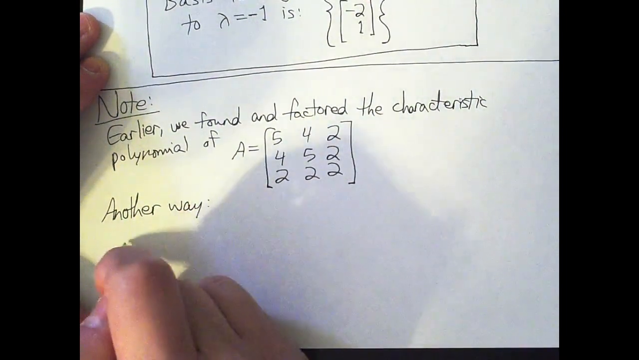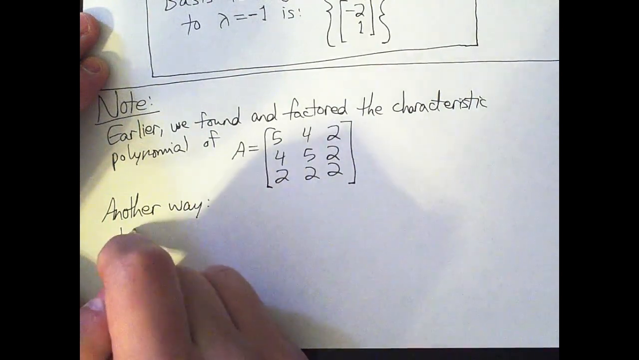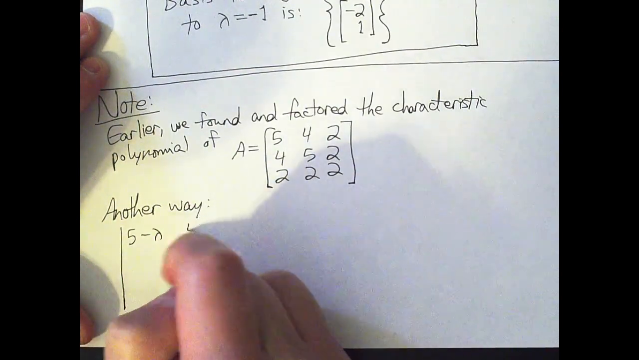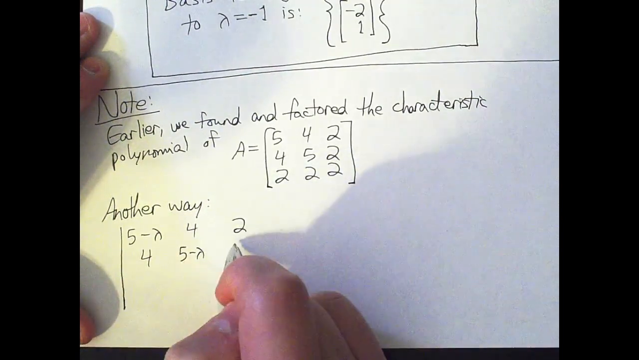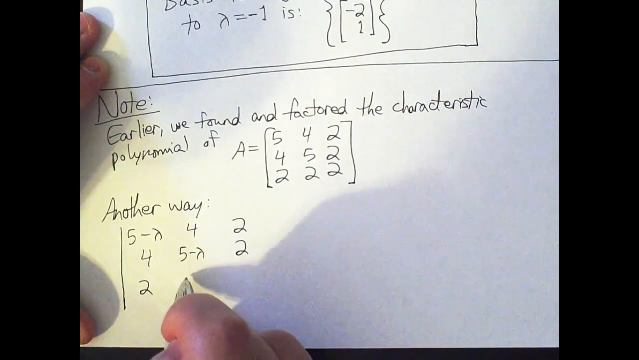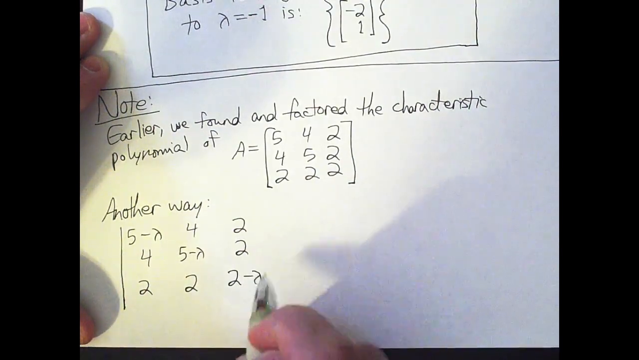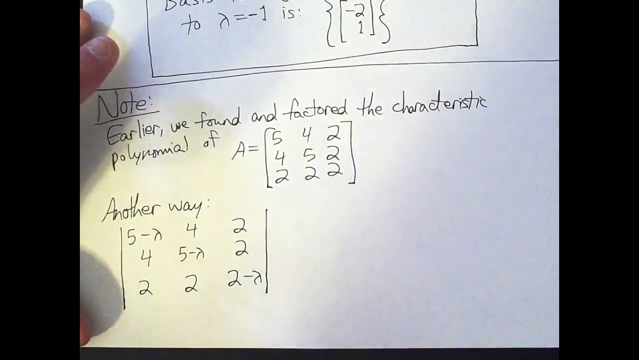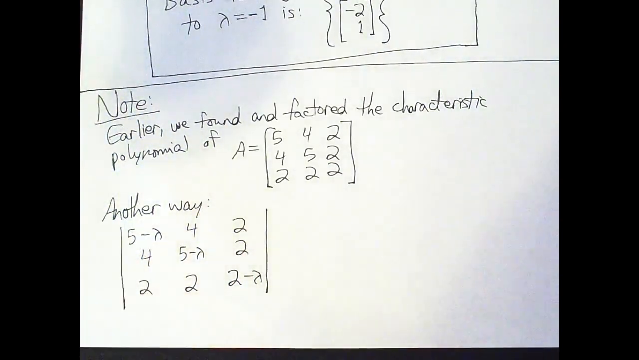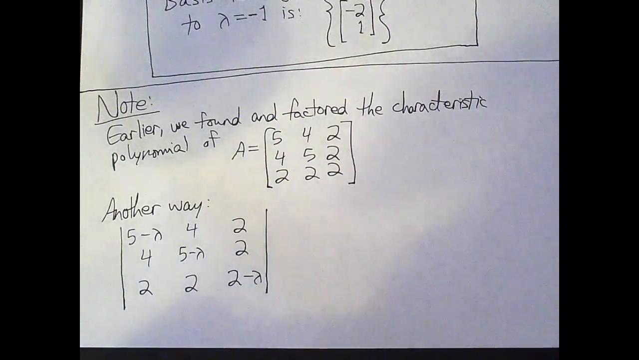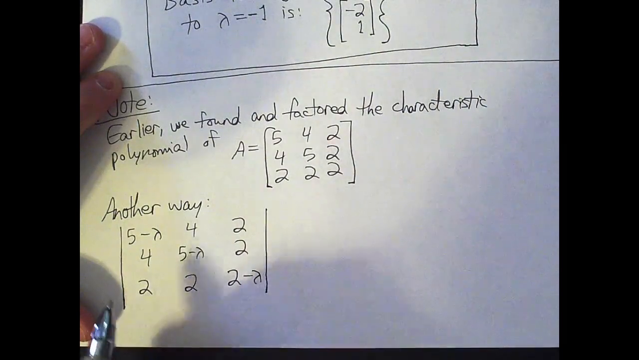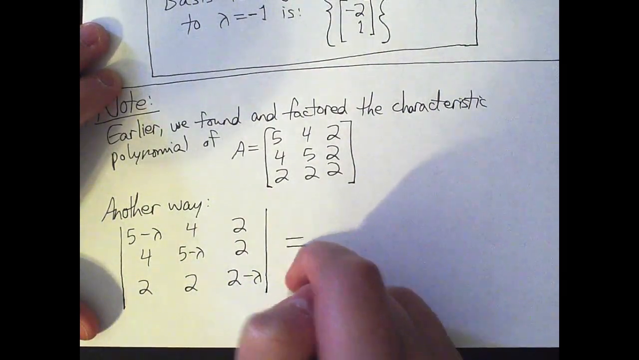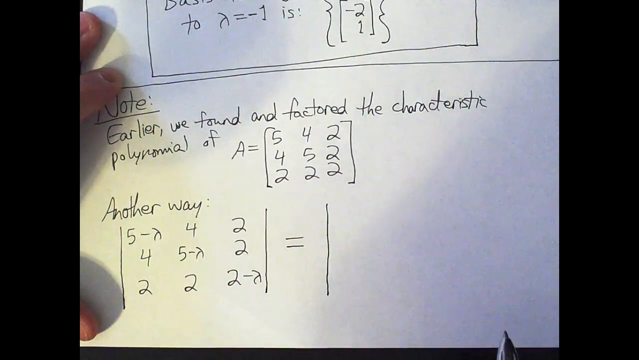So when we were trying to work with this determinant, 5 minus lambda, 4, 2, 4, 5 minus lambda, 2, 2, 2. So I'm going way back to the beginning of this problem when we were trying to find the characteristic polynomial. All right, I claim that this determinant is equal to the determinant that we get.